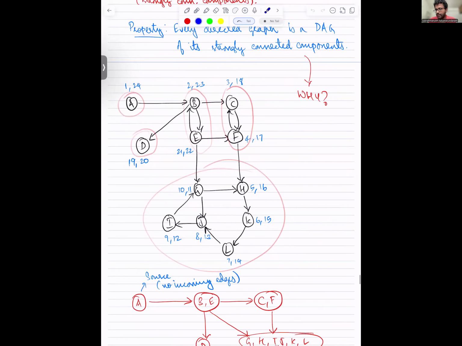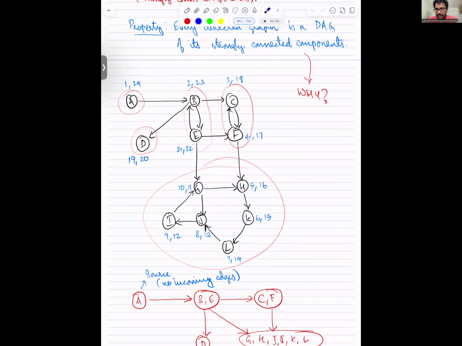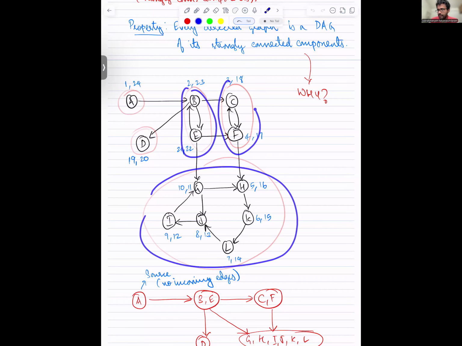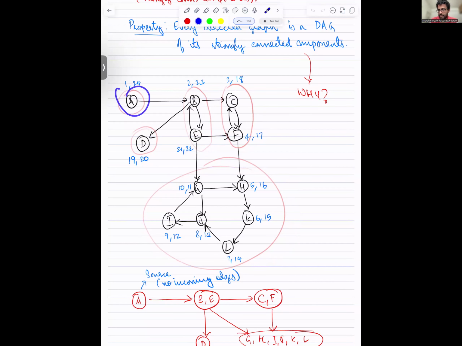Strongly connected components of a directed graph are those subsets of vertices where if you pick any two vertices, there is a path between them in both directions. The ones circled here are strongly connected components. If you pick, say, J and K, there is a path from K to J, and also a path from J to K. So in a strongly connected component, for any pair of vertices U and V, there is a path from U to V as well as a path from V to U. What I've circled here are the maximal strongly connected components, and these two are singletons.